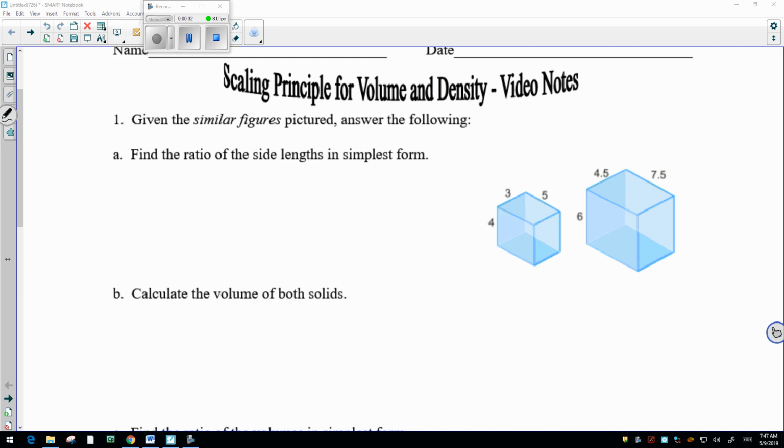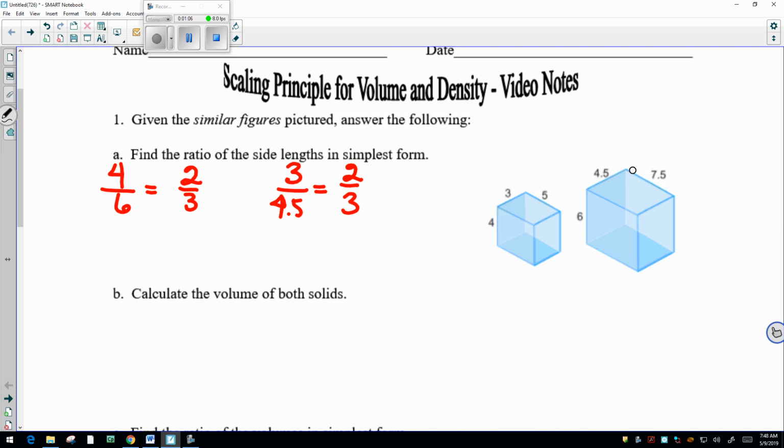So we want to compare our corresponding sides. For instance, if I were to compare 4 to 6, going small to big, and then put that in simplest form, I can tell you that's going to reduce to a 2/3 ratio. If I compare our top side here of 3, that's corresponding with our top side of 4.5. If I plug that in the calculator and reduce, that's also going to give us 2/3.